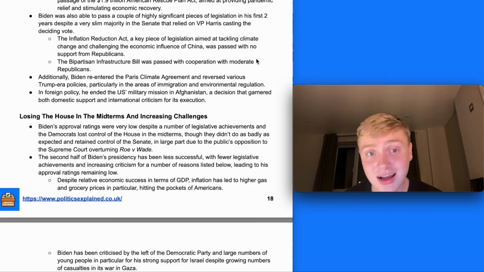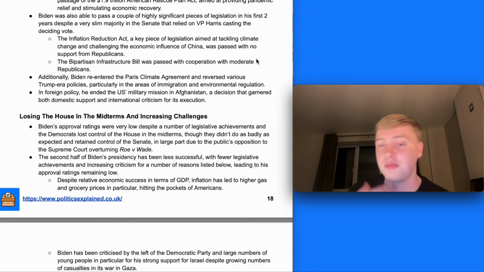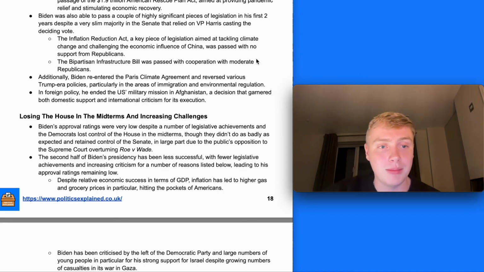So the Inflation Reduction Act, a key piece of legislation aimed at tackling climate change and challenging the economic influence of China, was passed with no support from Republicans. And the bipartisan infrastructure bill was passed with cooperation from moderate Republicans.